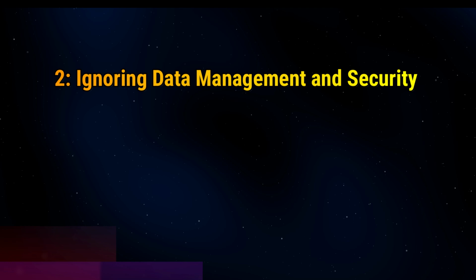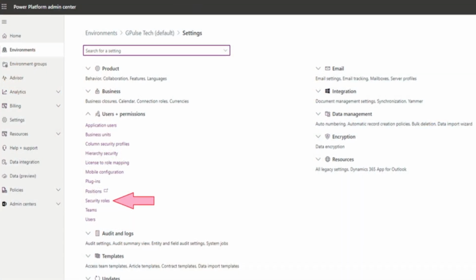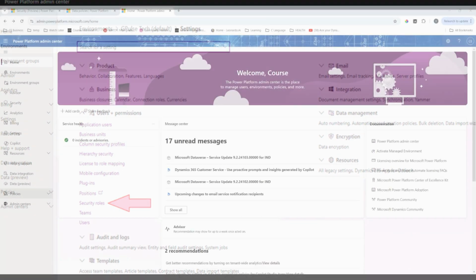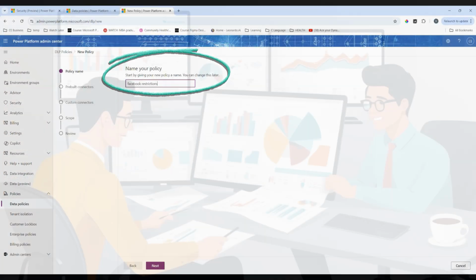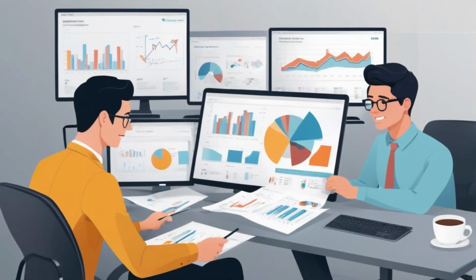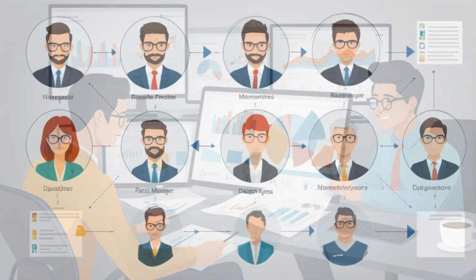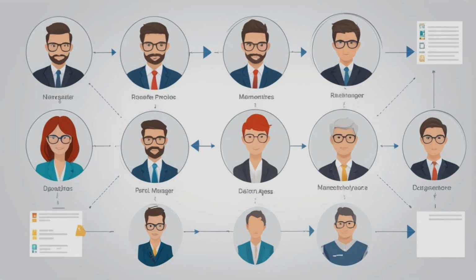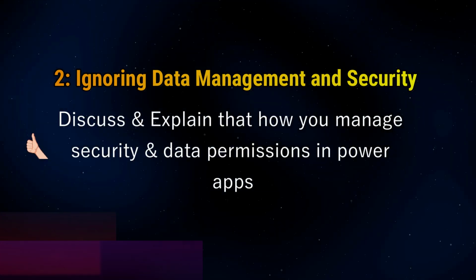Second is ignoring data management and security. Data security and management are crucial aspects of any app, and overlooking them in an interview can significantly impact your chances. Be sure to highlight how you handle role-based access control and implement data loss prevention measures. For instance, managers might have access to comprehensive reports, while employees are restricted to viewing only their own data, ensuring the right information is accessible to the right people. So the tip is, discuss how you manage security and data permissions in PowerApps.